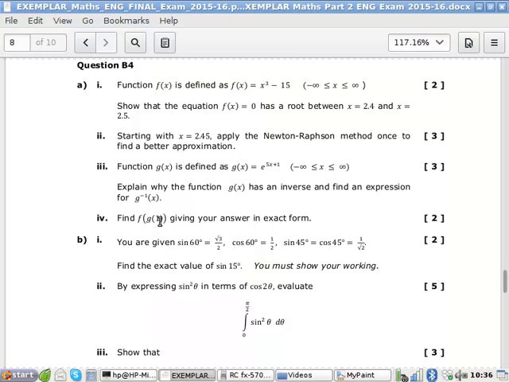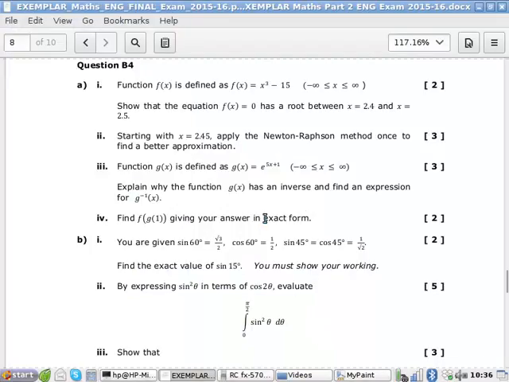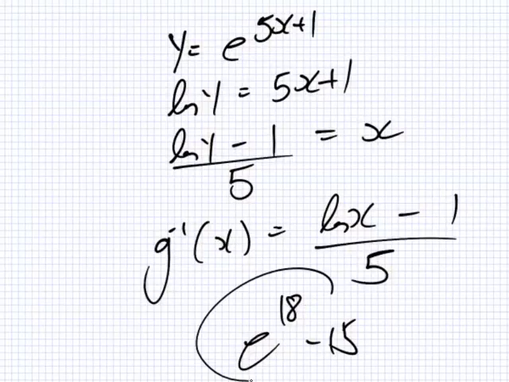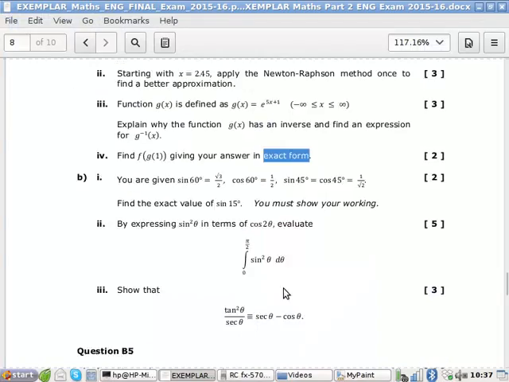Okay, and then fg^-1, and the f is here. So they want you to calculate fg^-1. So put 1 in g and then into f. Yeah. So maybe we can even do that in our head. 1 in g, so that would be e^6. And then e^6 goes in here, so that would be e^18 minus 15. And because it says exact form, we must leave the answer like this. Oh, really? Okay. This means exact. I would lose a mark.